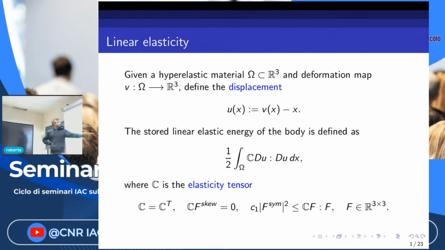And this linearization, of course, is meaningful near an equilibrium, since the elastic energy in general is nonlinear. But near the identity, one can linearize; it can be formally shown that in the case of small displacement, this is a good approximation.